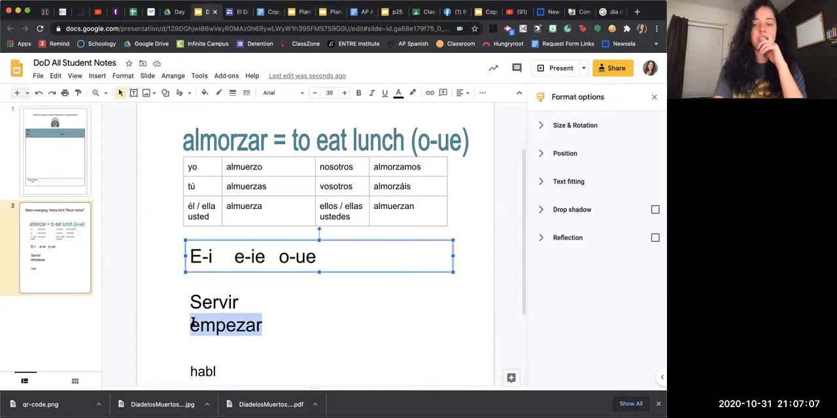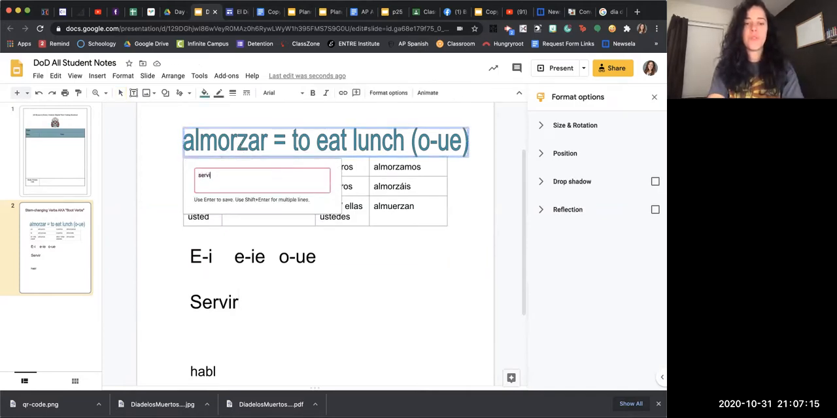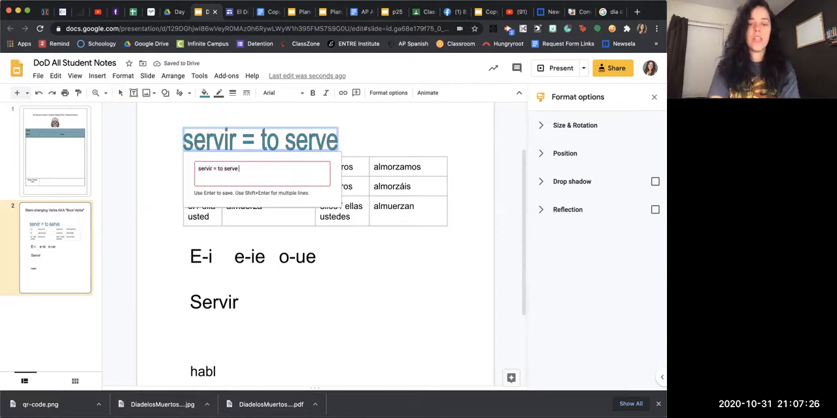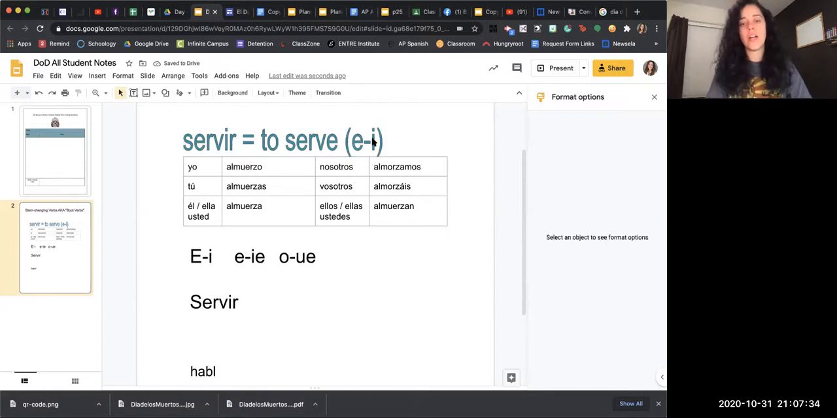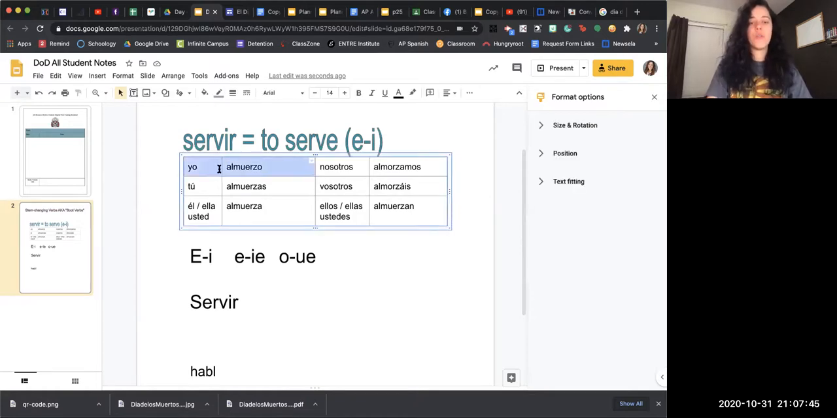But anyway, servir is a stem changer. It's on the stem changing list. And if I want to use servir for our example, it means to serve. And it is an E to I stem changer. Okay, usually, not always, usually you'll have a hint next to the verb, like in the dictionary, that will tell you what the stem is. Sometimes you won't, you just got to know that it's a stemmer. Okay, but let's go ahead and do servir.